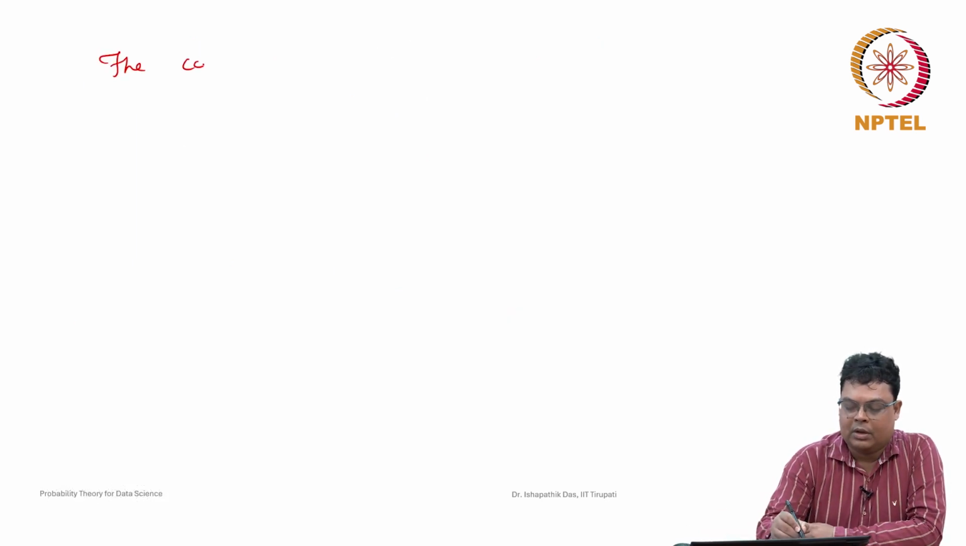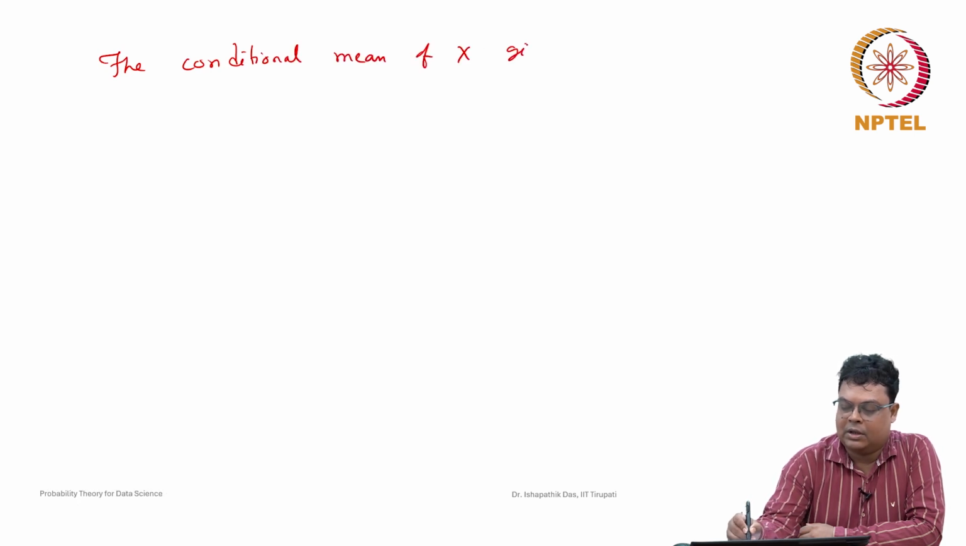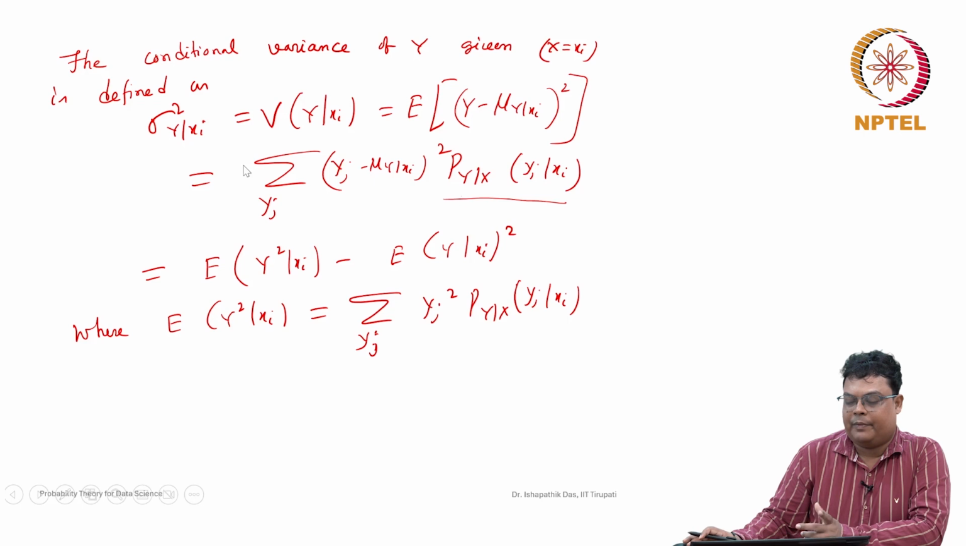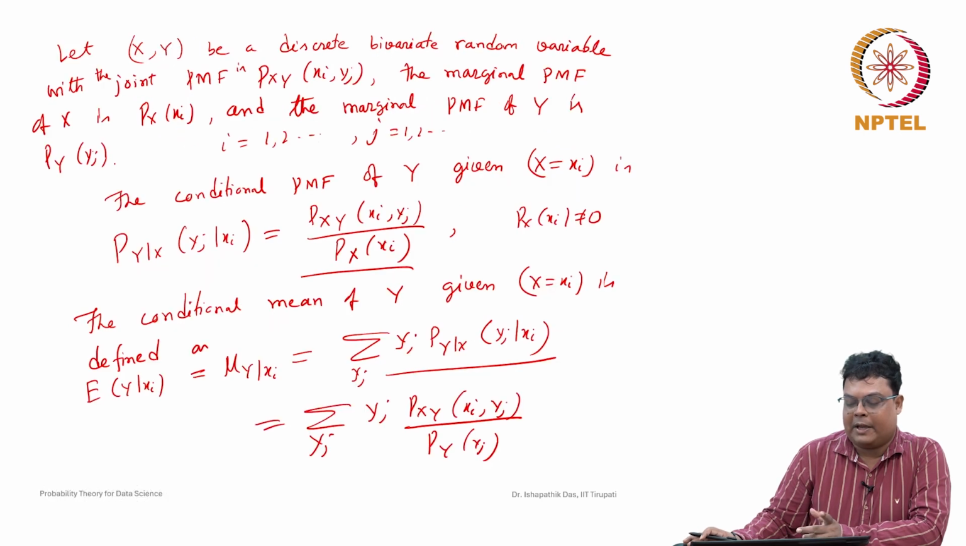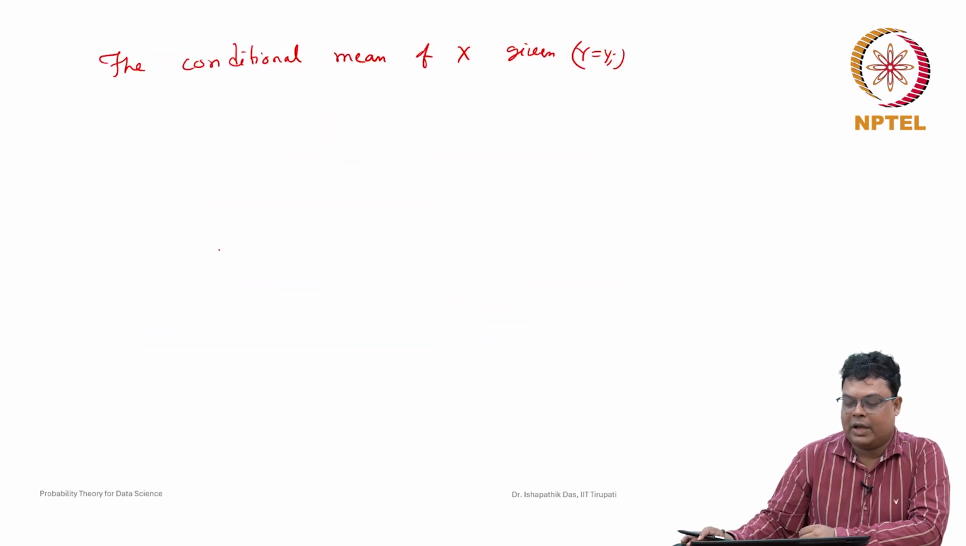The conditional mean of x given that y is equal to yj, suppose you want to find. Then you have to just replace x by y and y by x. So you have to just change the position of x and y. Then you can find that.